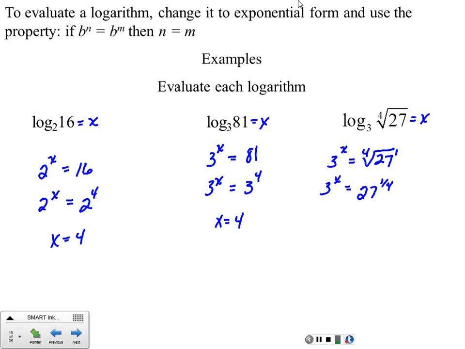Now we're going to use what we did in 10.1 last week, so we're going to do the change of base, so we're going to have 3. 27 is the same as 3 to the 3rd power to the 1/4. So you're going to have 3 to the x is equal to 3 to the 3/4, and so x is equal to 3/4.